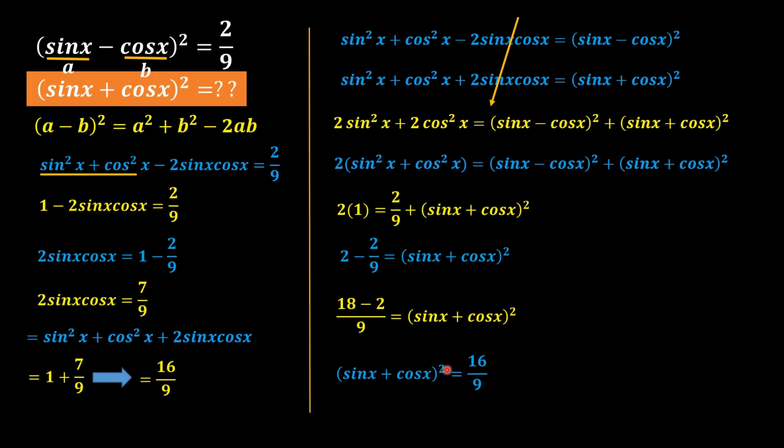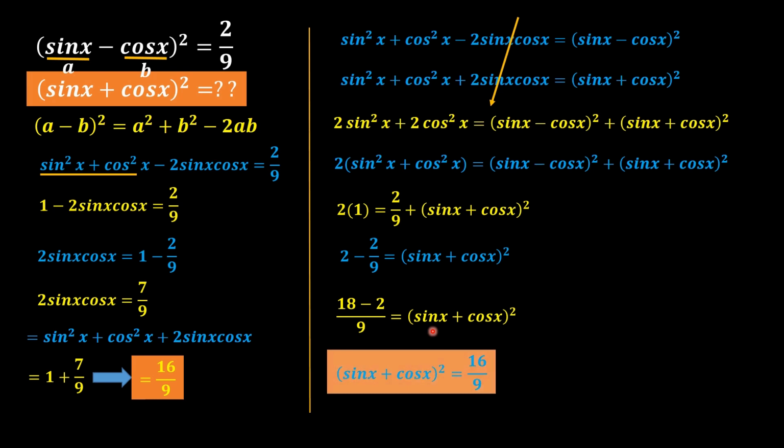You can see that I told you two methods to solve this question. For the first method we get the value 16 over 9, and for the second method we also get 16 over 9. You can see that both values are the same but the methods are different.